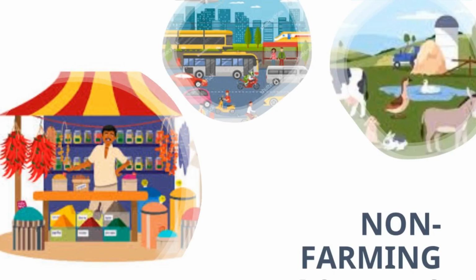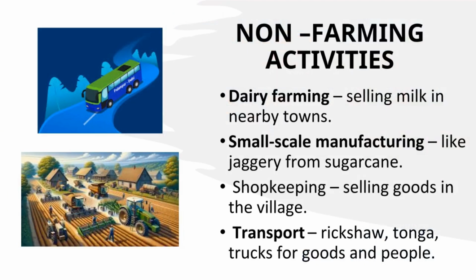Non-farming activities. Dairy farming, selling milk in nearby towns. Small-scale manufacturing like jaggery from sugarcane. Shopkeeping, selling goods in the village. Transport: rickshaw, tonga, trucks for goods and people.